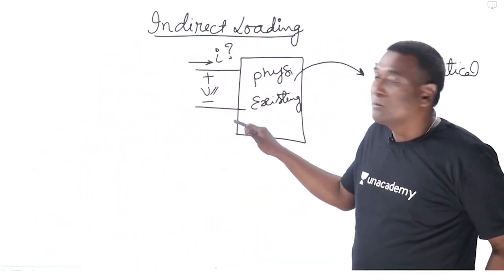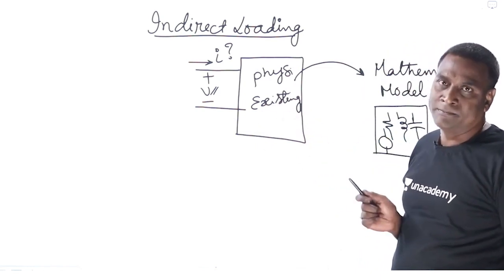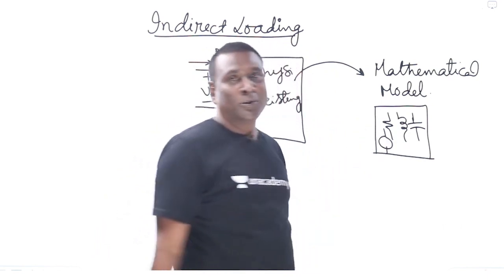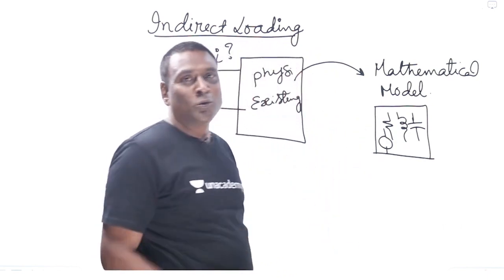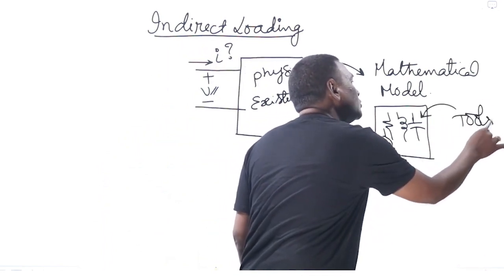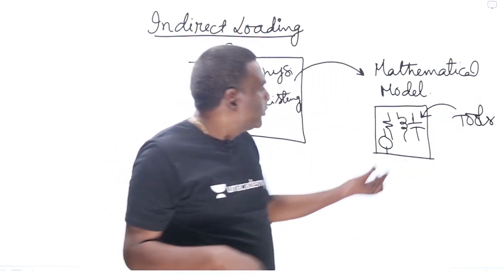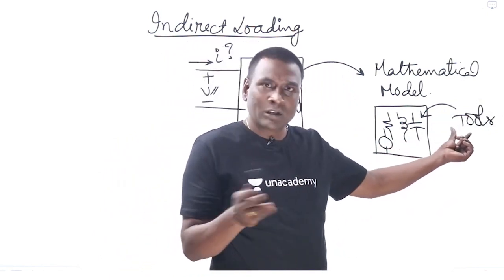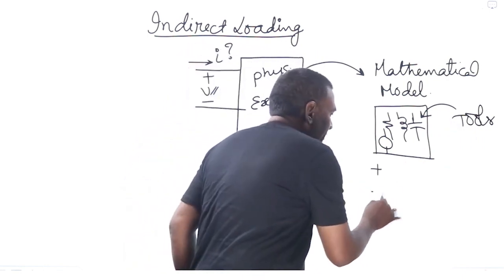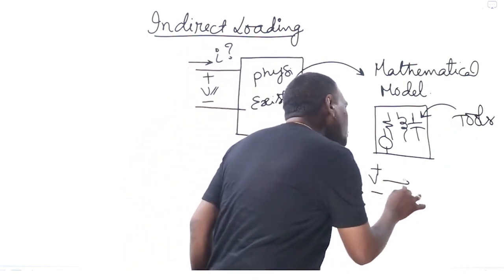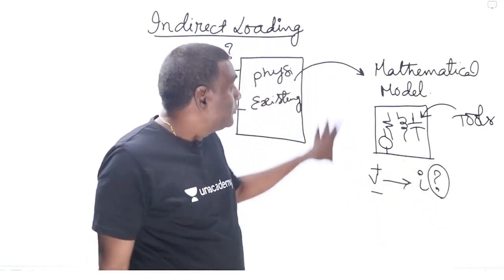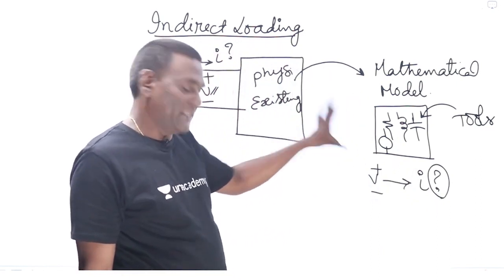So rather than applying to the physically existing system directly, we will convert it into a mathematical model. In that particular mathematical model only, we are going to apply different tools. What are those tools? Network theory. We are going to apply different tools like mesh, nodal, some kind of stuff. And by applying those tools, for this level of voltage, how much would be the current? Indirectly, we are going to find it without touching the physically existing system.